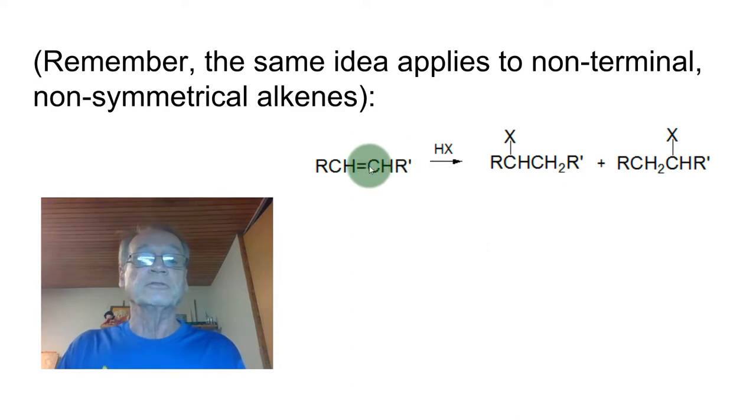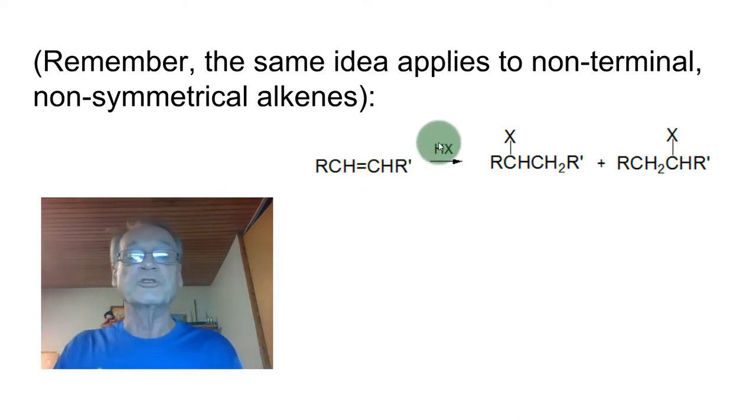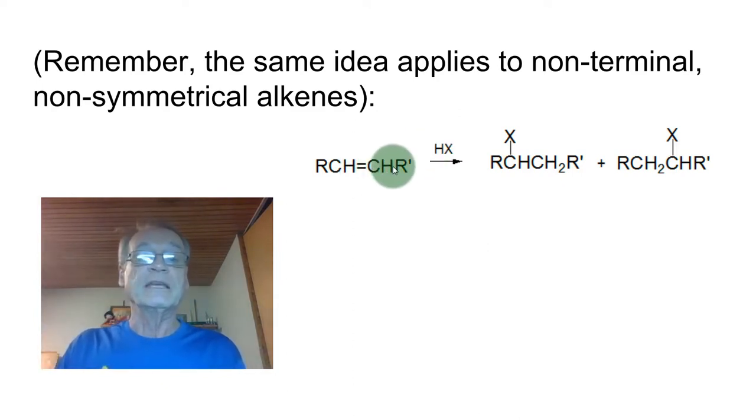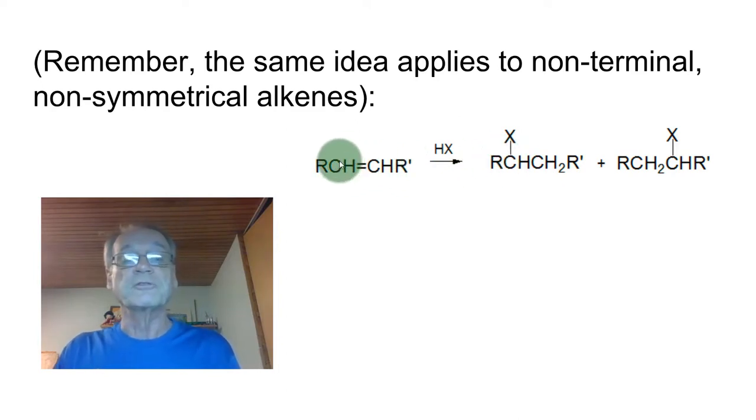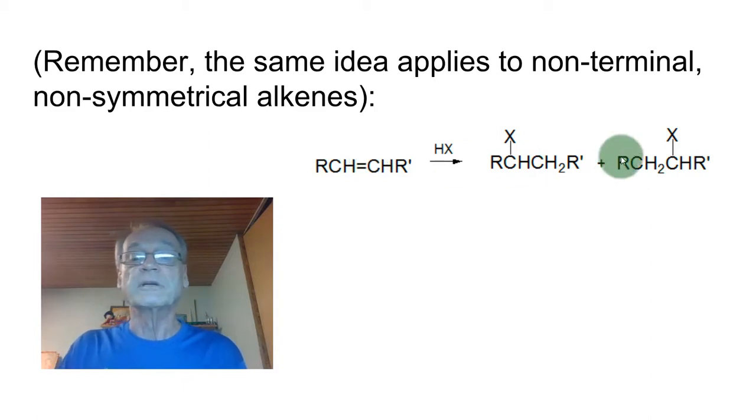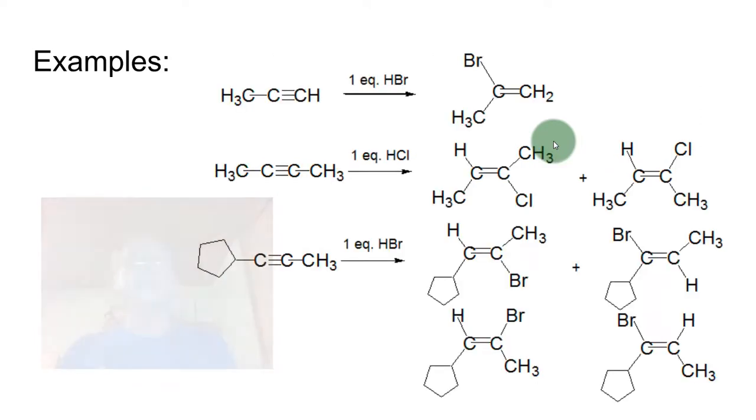So if we added, this goes back to the alkene chapter, if we added HX to an alkene that had a double bond with two hydrogens, one on one carbon and one on the other, and two R groups that weren't the same as each other, then we would end up with some where the hydrogen goes here and the halogen goes here, and some where the hydrogen goes here and the halogen goes here. So we end up with two possible products. Again, not particularly useful. So here's some examples.